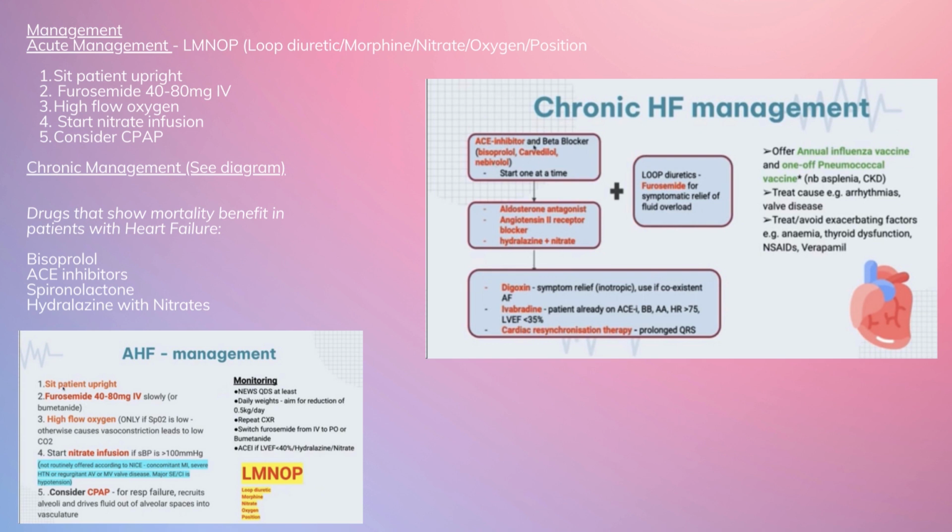And just to note, some drugs that can actually provide mortality benefit in patients with heart failure are listed below. You can remember it with the mnemonic BASH: B for bisoprolol, A for ACE inhibitor, S for spironolactone, and H for hydralazine with nitrates, which we want to prioritize in patients who are of Afro-Caribbean descent. And in terms of furosemide, it can provide symptomatic relief by helping to get rid of edema, but it's not going to improve the mortality rate or provide any mortality benefit within patients with heart failure.